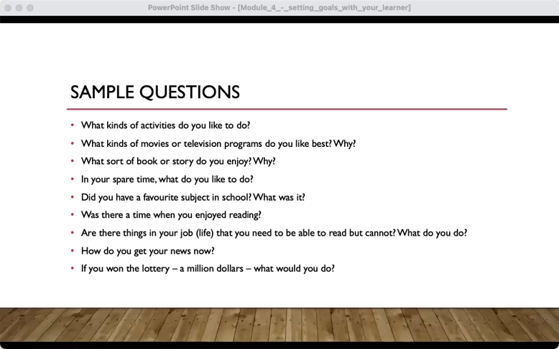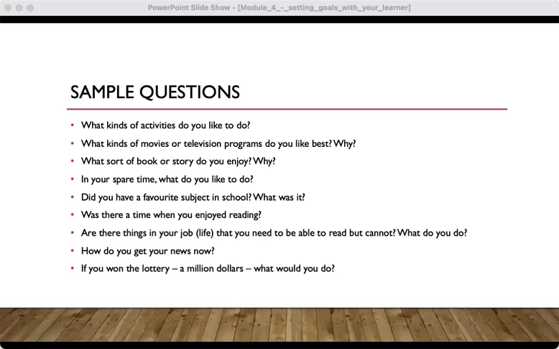Was there a time when you enjoyed reading? Are there things in your job or life that you need to be able to read, but you cannot? What do you currently do? How do you get your news now? And this is always a fun one. If you won the lottery, $1 million, say, what would you do?